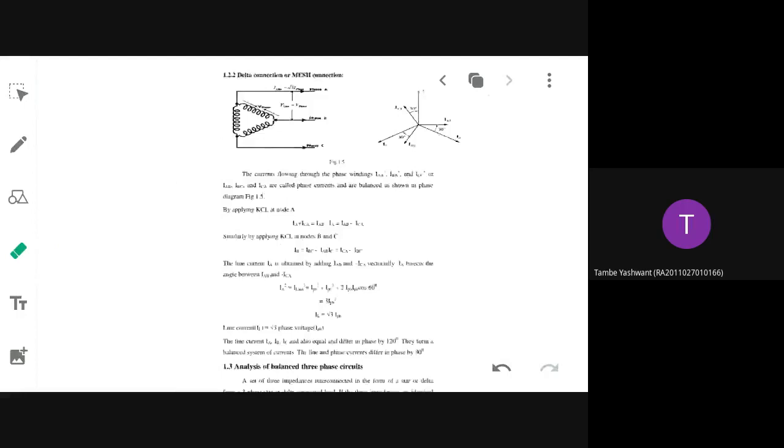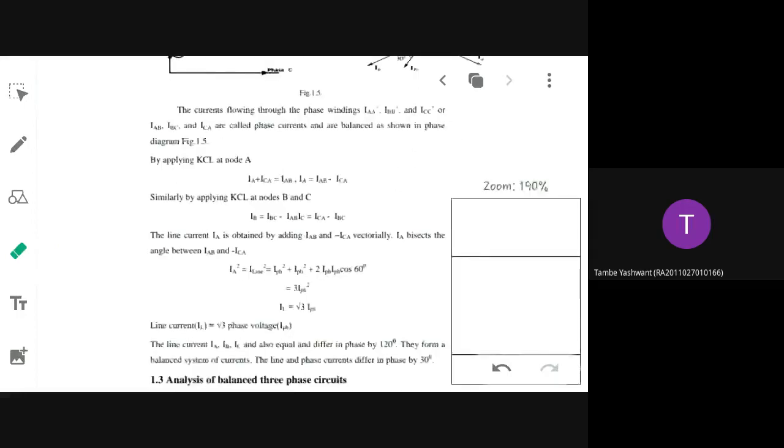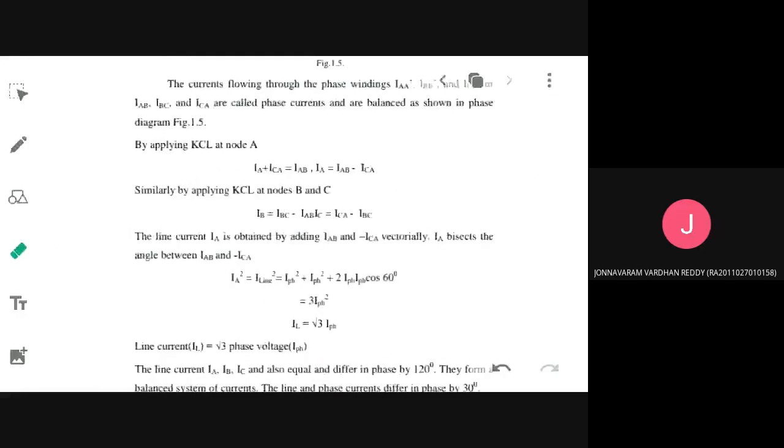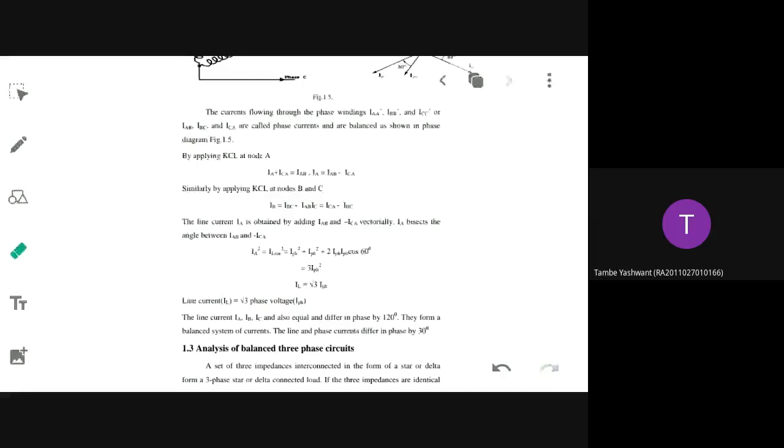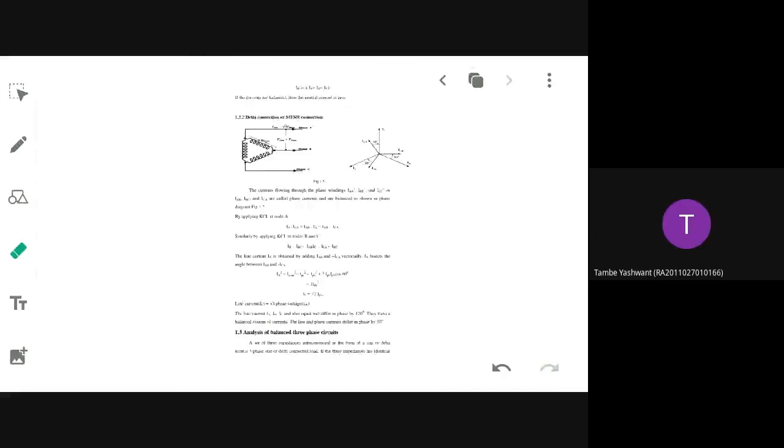Now finally, what relationships have you understood for delta connection? Tell me. Ma'am, IL equal to root 3 IP. VL equal to VP. For star connection, it is... no, it is for delta connection.